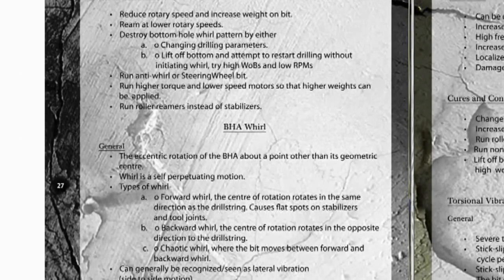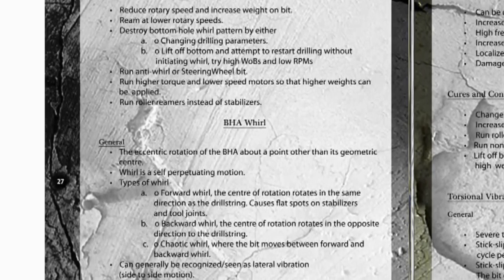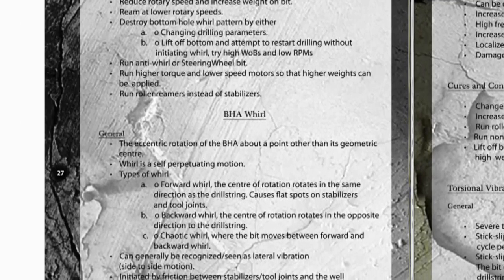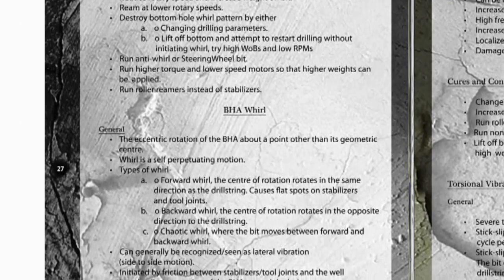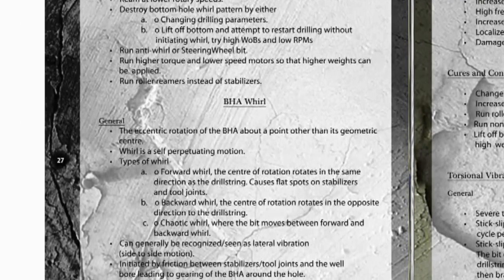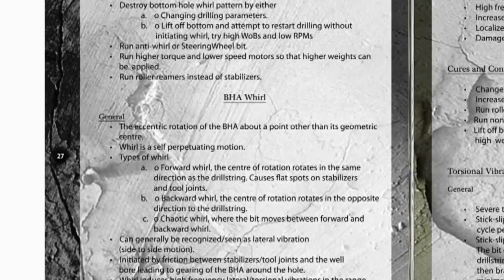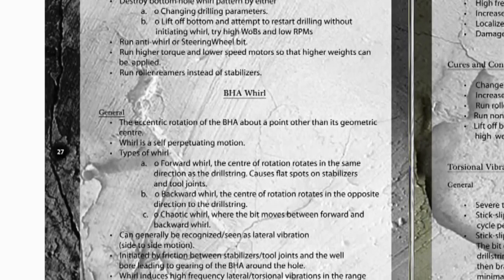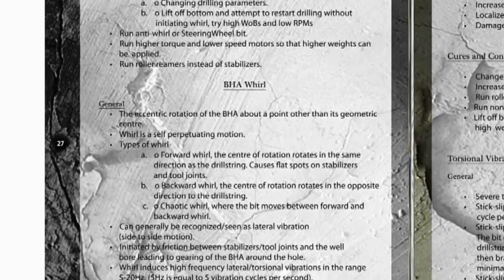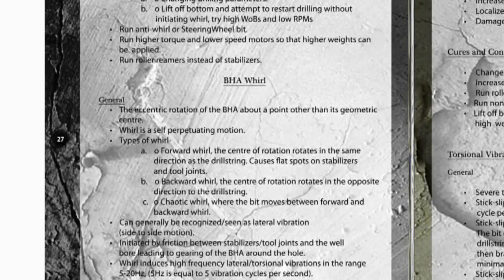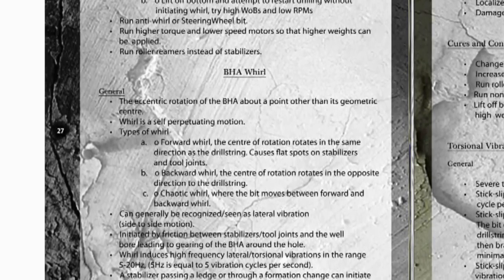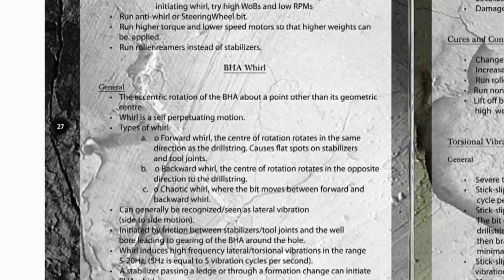BHA whirl. General. The eccentric rotation of the BHA about a point other than its geometric center. Whirl is a self-perpetuating motion. Types of whirl. Forward whirl. The center of rotation rotates in the same direction as the drill string, causes flat spots on stabilizers and tool joints. Backward whirl. The center of rotation rotates in the opposite direction to the drill string. Chaotic whirl, where the BHA moves between forward and backward whirl.